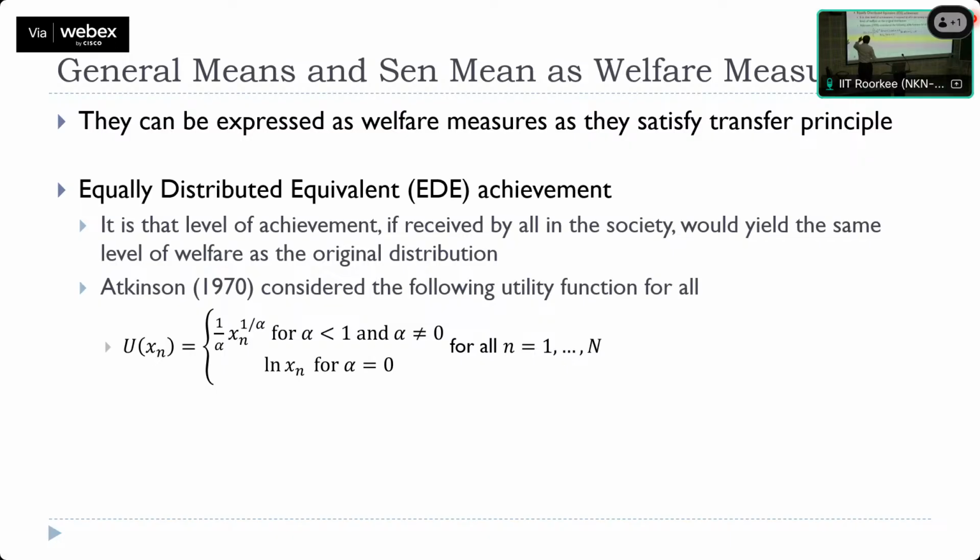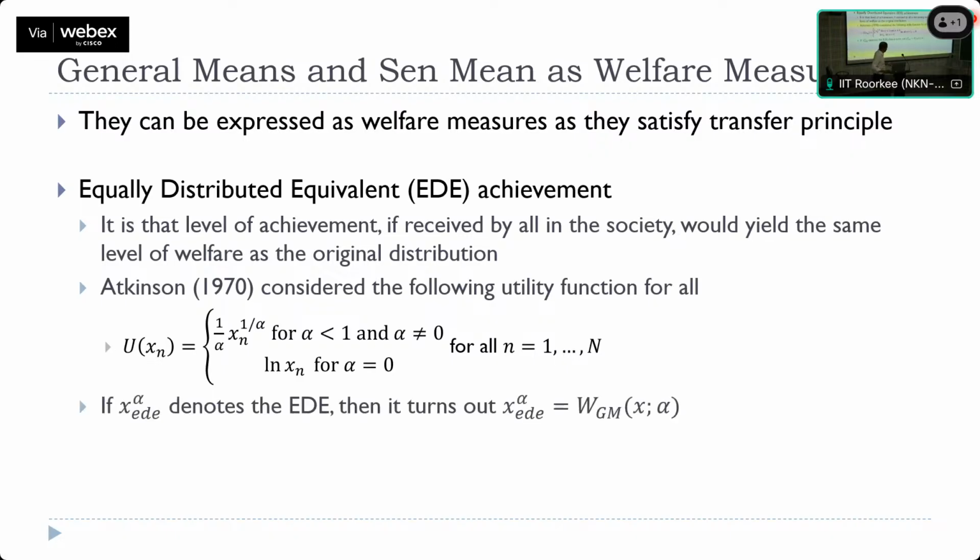So what Atkinson did, some of you may have seen when you did expected utility theory, is this kind of utility function. It's an inequality averse utility function, so alpha is less than 1. It's similar to a single dimensional approximation, but it's a risk averse utility function. And then you have ln x for alpha equal to 0. Now, if Atkinson used this utility function, it turns out the equally distributed equivalent is nothing but the general mean itself. This is what he proved in a 1970 paper.